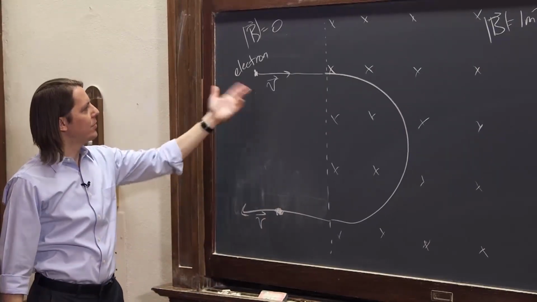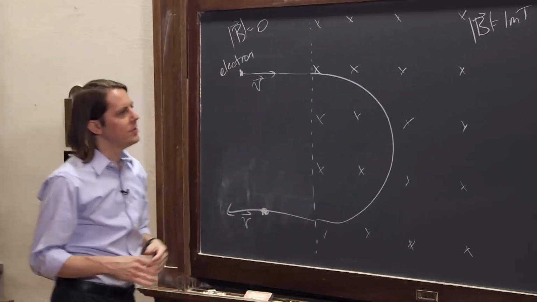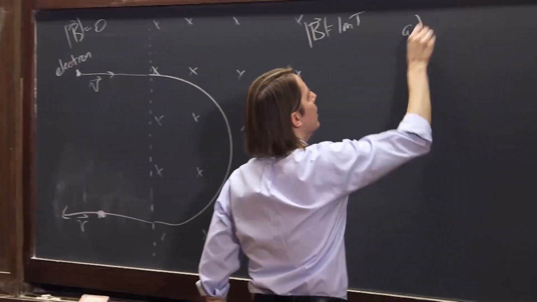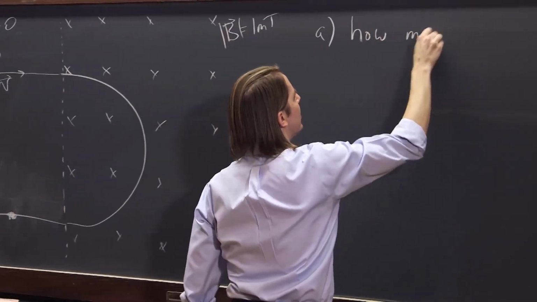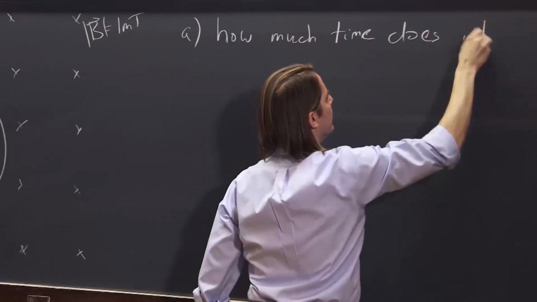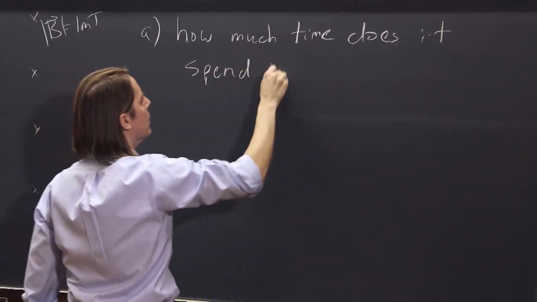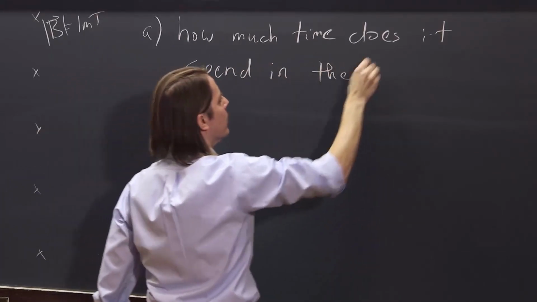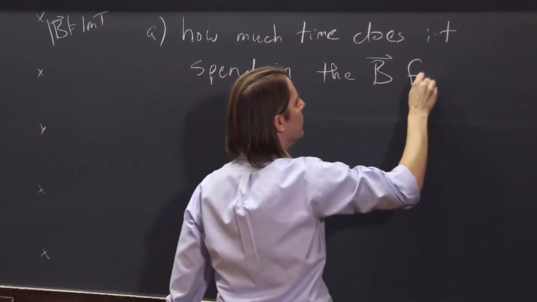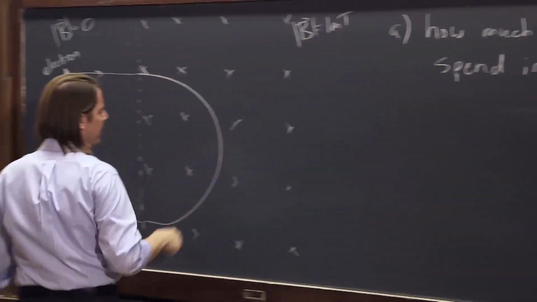So that's what we're given. Electron, velocity v, goes into 1 millitesla. The first question is A, how much time does it spend in the B field region, or just the B field? Basically, how long does this take?